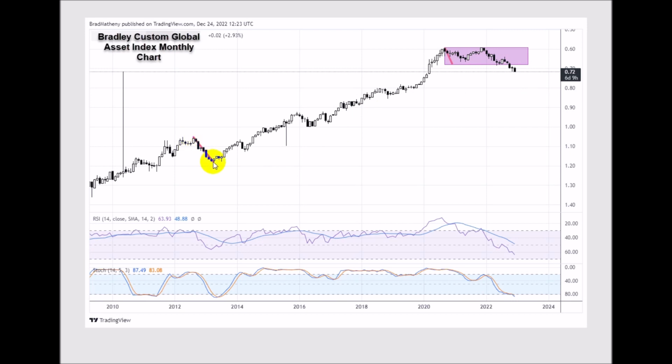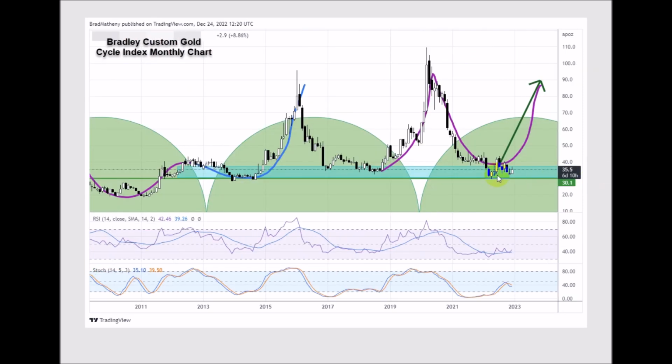Broad weakness in the market through the end of the year and into early next year, and then it changed direction. So we need to just be patient and be safe. Custom gold index is still showing accumulation. I mentioned this to you last week. Gold and metals are forming an accumulation base right now. I would expect gold and silver to continue to attempt to move higher as we continue to get more accumulation.